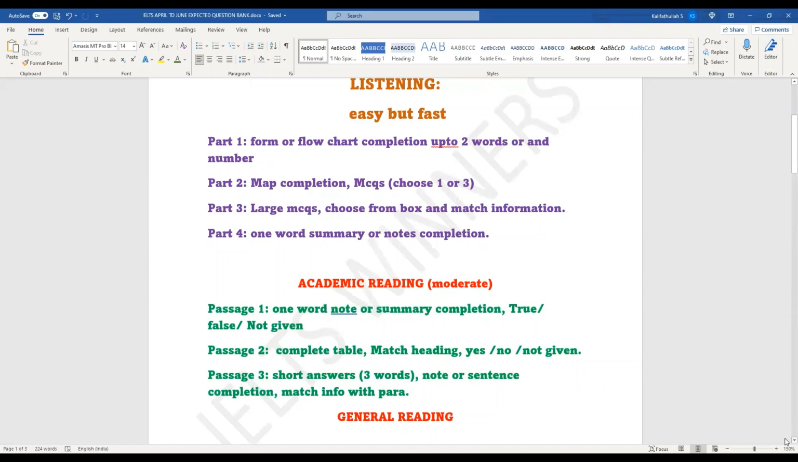have to do first. So if you think match headings and matching are true, false, not given, everything comes in passage 2, then do passage 2 at the beginning or at the end so that you have enough time to tackle other question types. Next is passage 3.